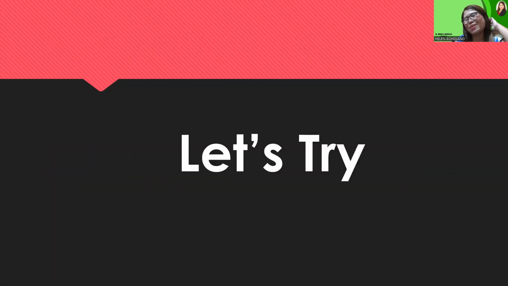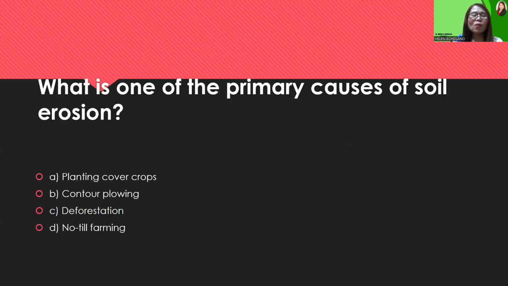Okay, let's have our last activity. Let's try. What is one of the primary causes of soil erosion? A. Planting cover crops. B. Contour plowing. C. Deforestation, sorry. Or D. No-till farming. Okay, go.